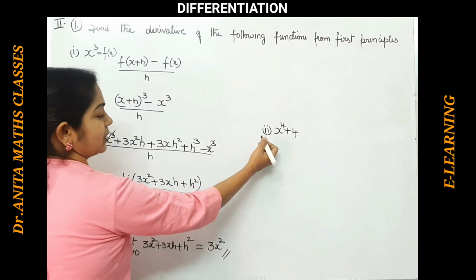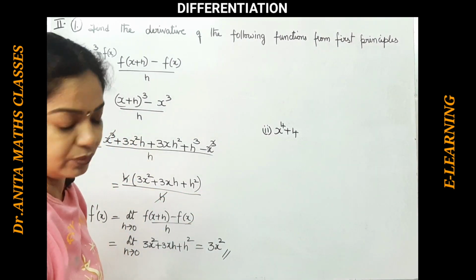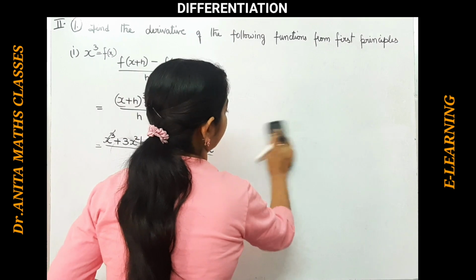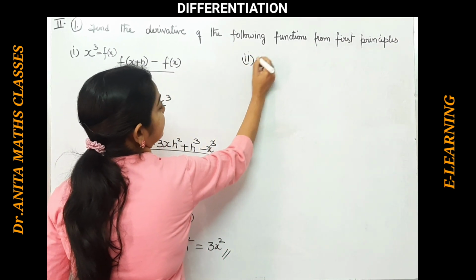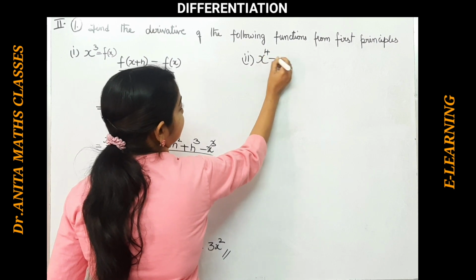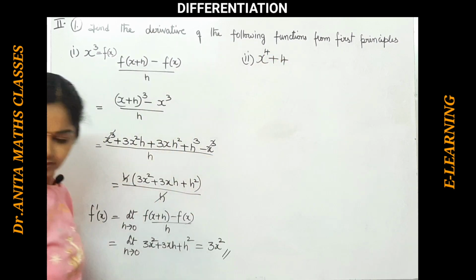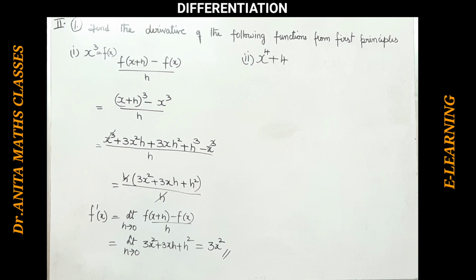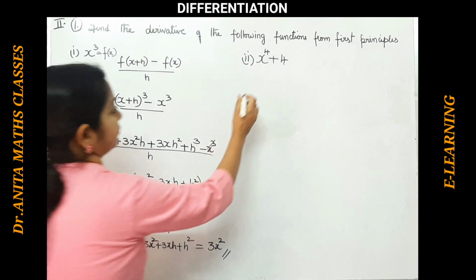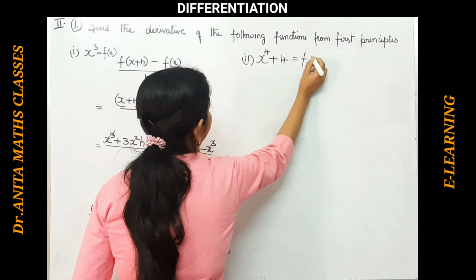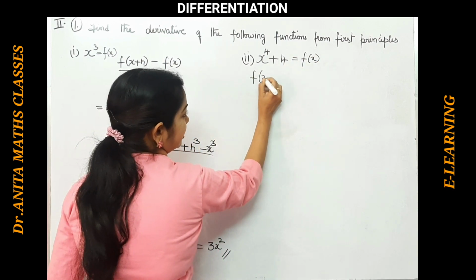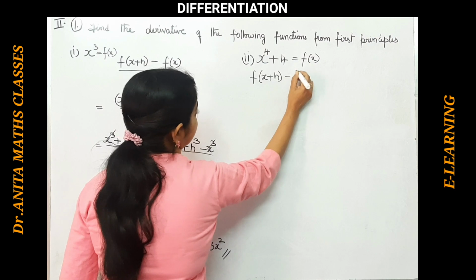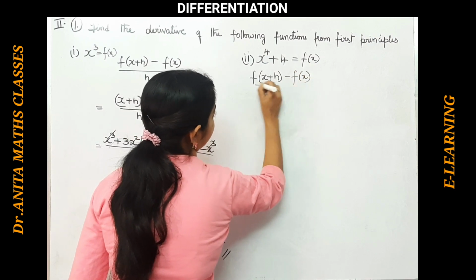Now we will see this one, x to the power of 4 plus 4, let me write it here. That's the question, right? x raised to the power of 4 plus 4. Let me suppose this as f of x. So I want f dash x using the first principle. Before that, I'll write f of x plus h minus f of x divided by h.